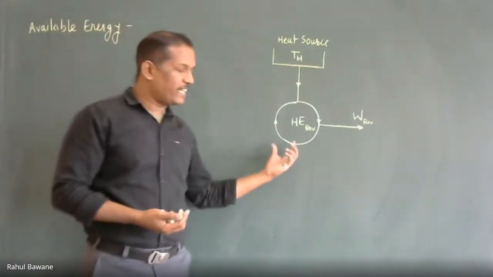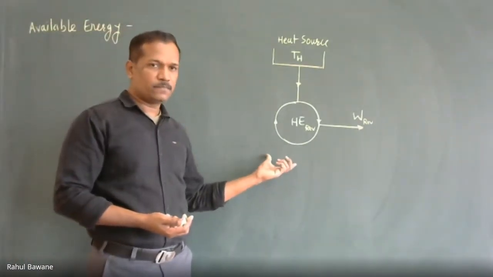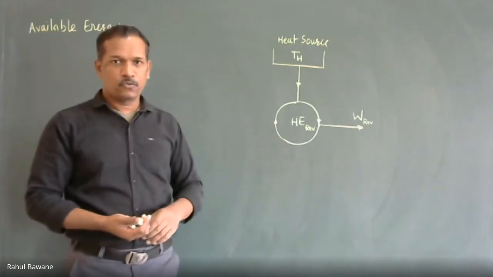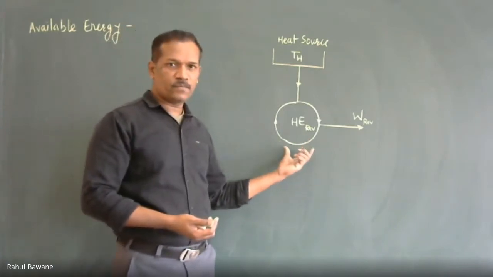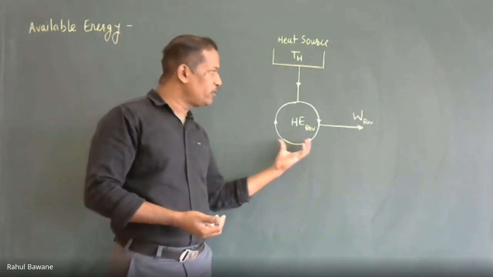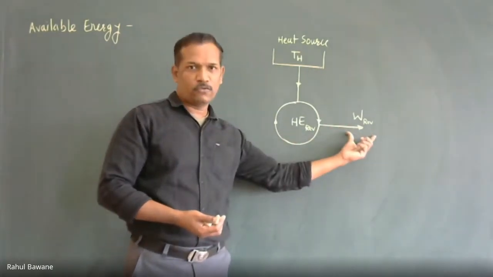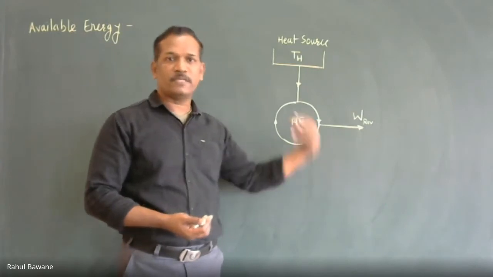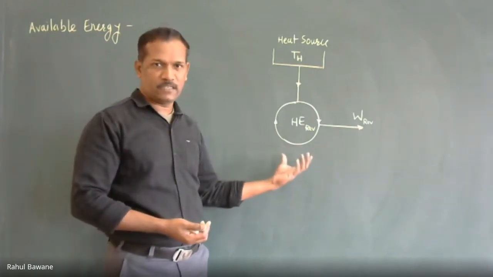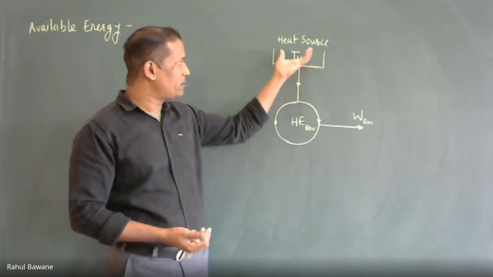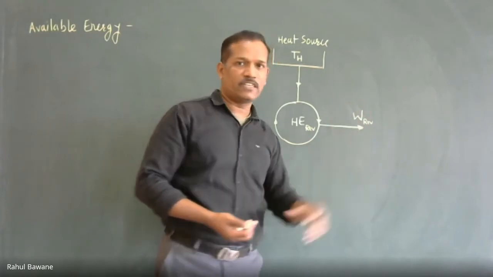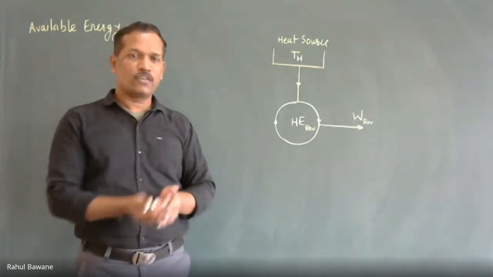Now, what does the second law of thermodynamics say? The Kelvin-Planck statement: it is impossible to construct an engine which works in a cycle and continuously produces output with 100% efficiency. So this is impossible as per the Kelvin-Planck statement of the second law of thermodynamics. It is never possible that you take heat from a source and the complete heat is converted into work output. Why is it not possible?